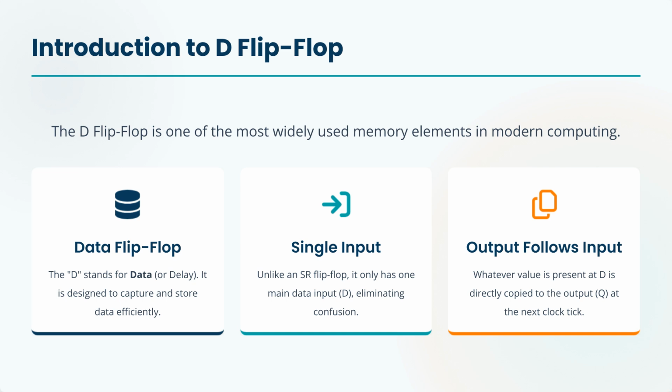The D flip-flop, where D stands for data, is widely used in modern computing. It is characterized by having a single data input and following the rule that the output directly follows the input at the next clock tick. This simple design captures and stores data efficiently, eliminating the complex, invalid state found in other flip-flops.